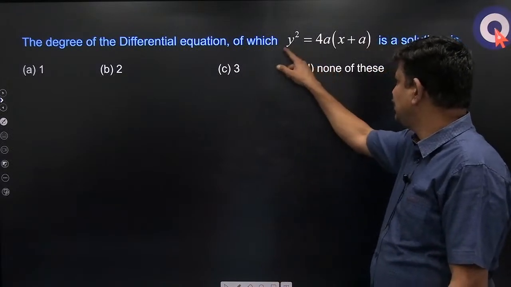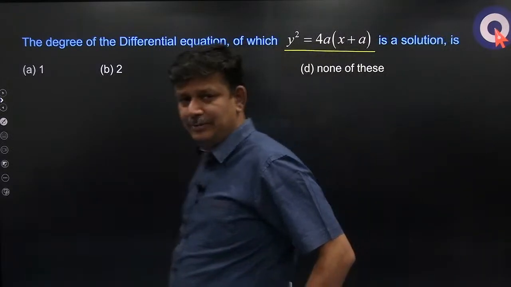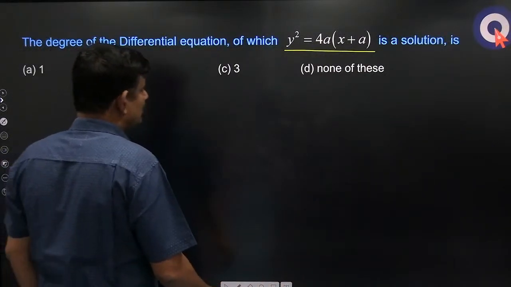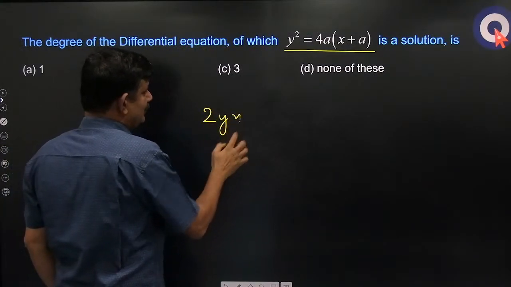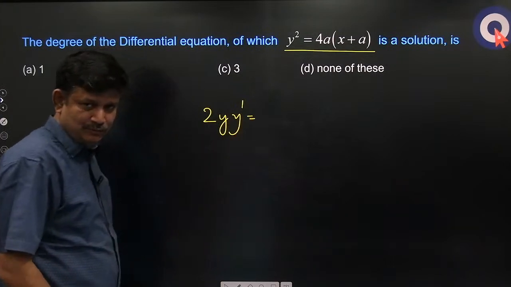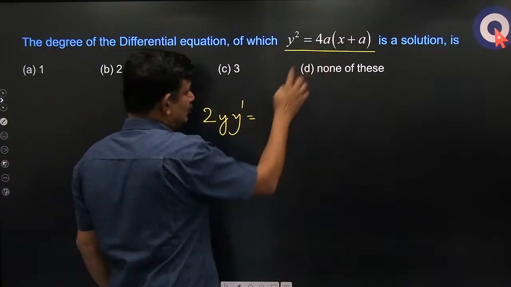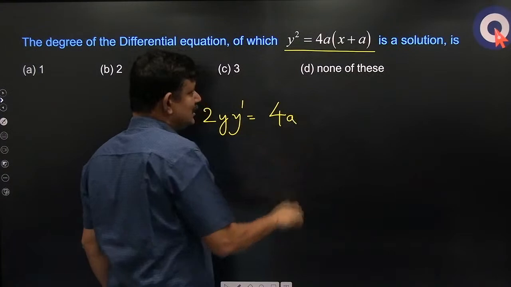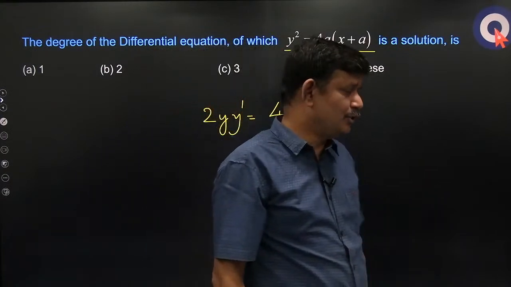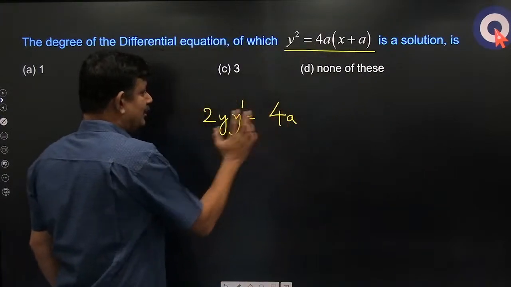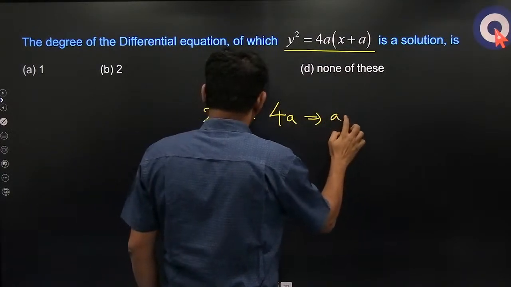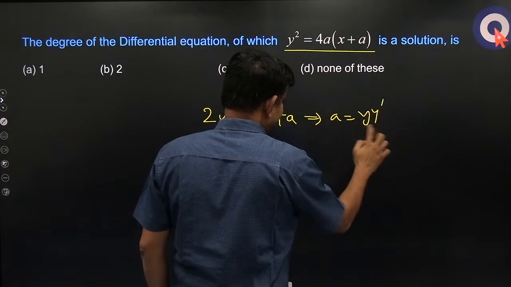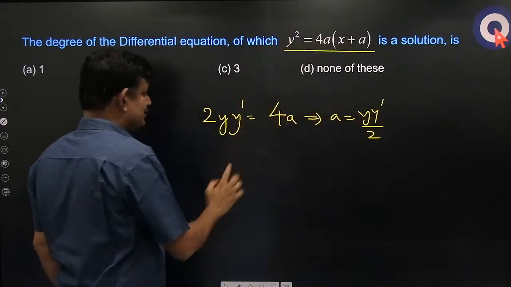तो इसमें कितना दिया हुआ है? There is only one arbitrary constant. So let me get rid of that. 2y dash. Let me differentiate it once. 2y dash is equal to, what is the derivative of right hand side? 4a. ठीक है. Already you know a value. How much is it? y dash by 2. तो इसको ले जाओ और यहाँ पे सब्स्टिट्यूट कर दो.